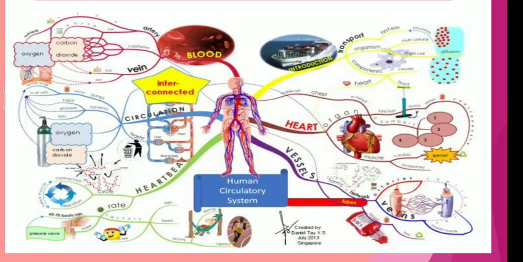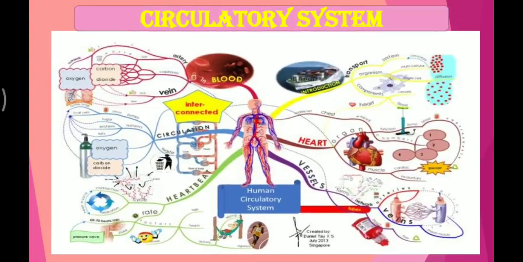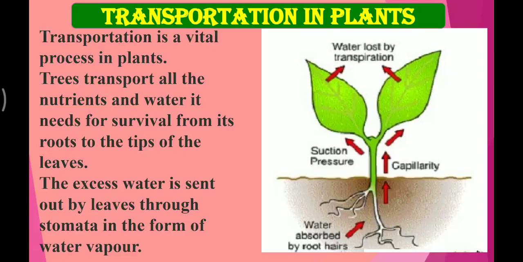Now quickly let us go through transportation in plants. Transportation is a vital process in plants. In plants also transportation happens. Trees transport all the nutrients and water needed for survival from the roots to the tips of the leaves. You know, no? Water and food is transported inside the plants. They need to transport food and water. So that is what transportation is.